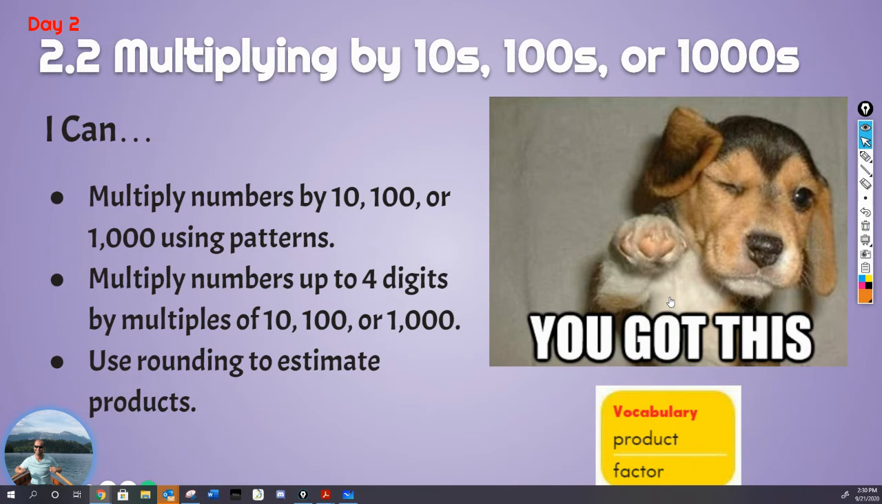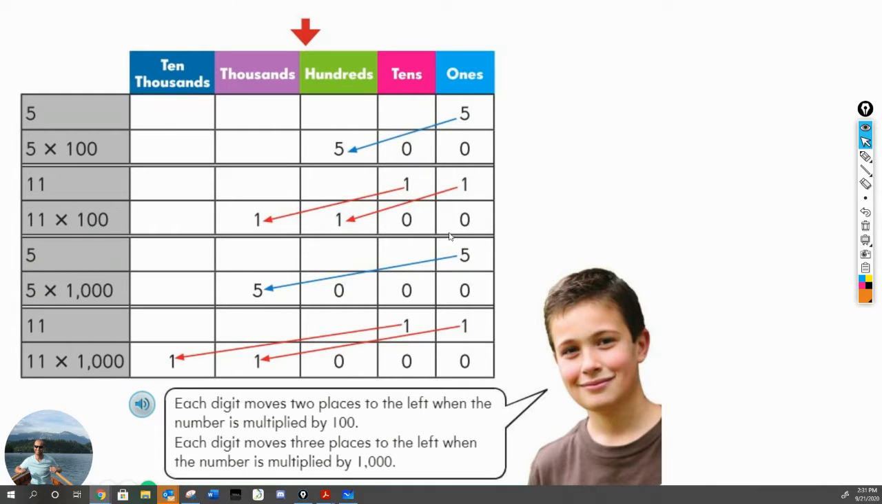We're multiplying by tens, hundreds, or thousands. Once again, our goals are still to be able to multiply by 10, 100, or 1,000 using patterns. We want to be able to multiply 4-digit numbers by multiples of 10, 100, or 1,000, and we want to be able to use rounding to estimate products. And again, our key vocabulary words picking up from yesterday are product and factor.